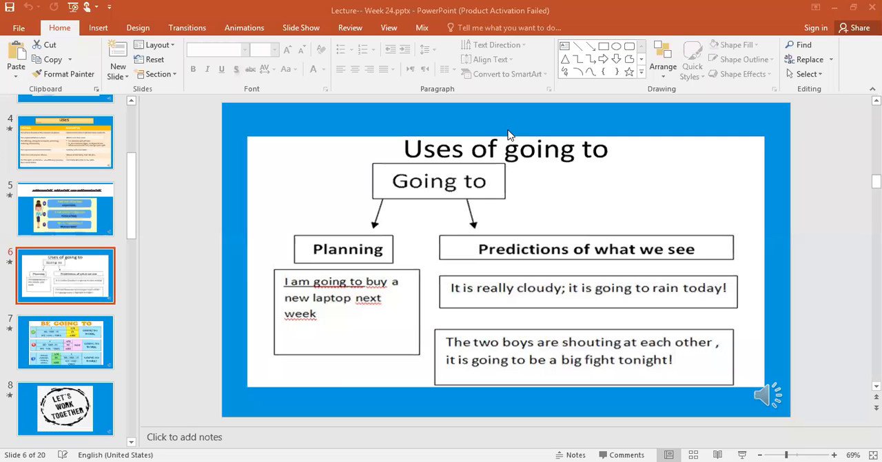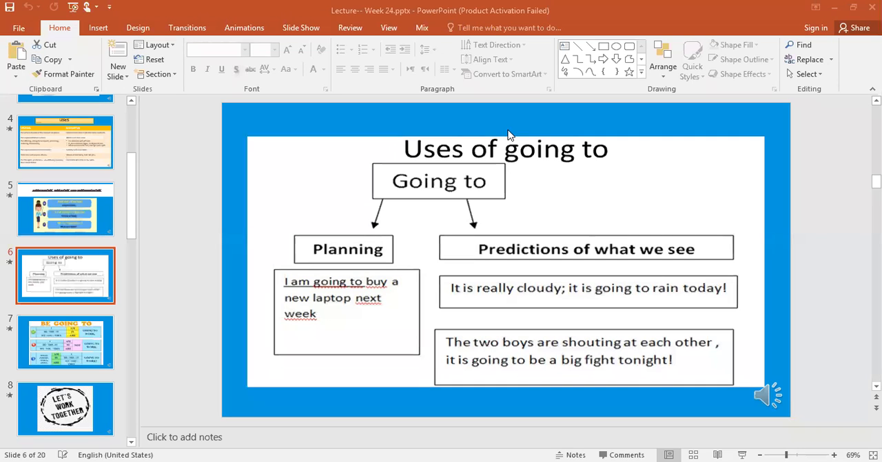Yes. When I say planned actions or planning, it means I already know when I am going to do a certain action. I am going to buy a new laptop next week, so I already planned for this. I am going to visit my grandma on Saturday. I already planned this action. When you specify the time, you indicate the time in which you're going to do the action. This is called planning, and in this case you use be going to because you already planned for this action.